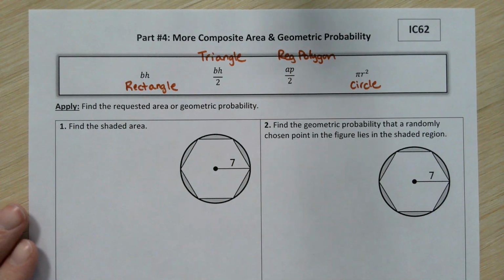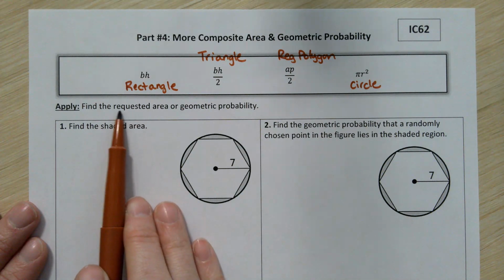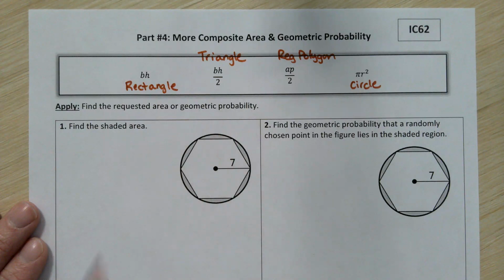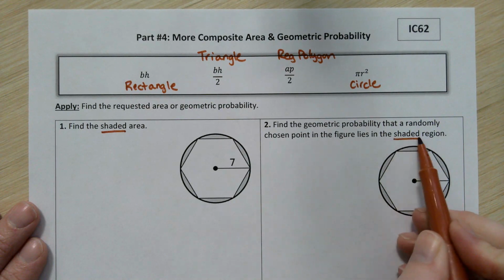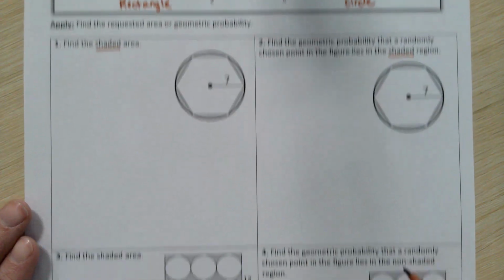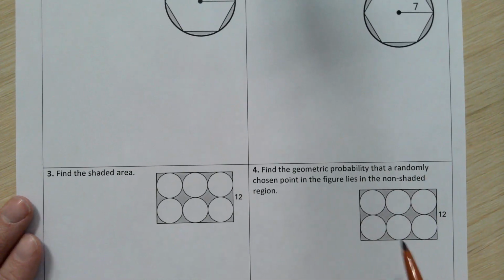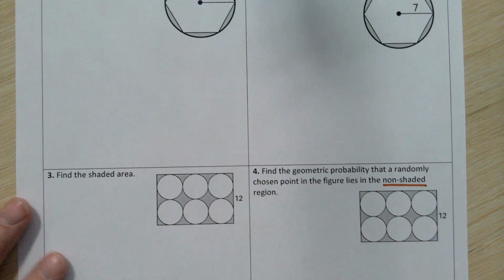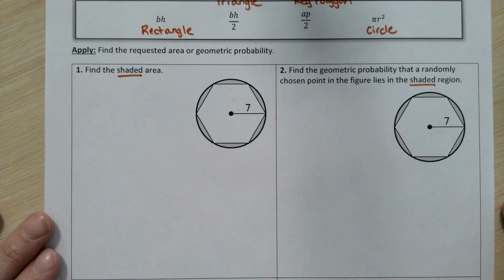All right, so for today's practice, it's really just examples where we're going to be looking for either a requested area or a geometric probability. Some of the areas are going to be requested as shaded, some of the probabilities are related to shaded, but others, if you look down below, are going to be related to non-shaded areas or probabilities. So we'll want to make sure that we're reading carefully for what the focus of each problem is.